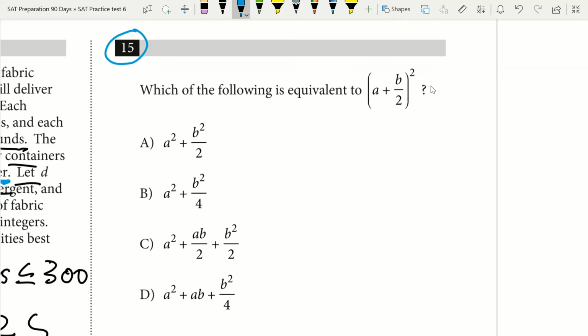And with that, let's go ahead and get into this tip and trick. So we have an equation. We're asked which of the following is equivalent to it. We've got (a plus b over 2), obviously squared. Now, this is going to be the sum of perfect squares.